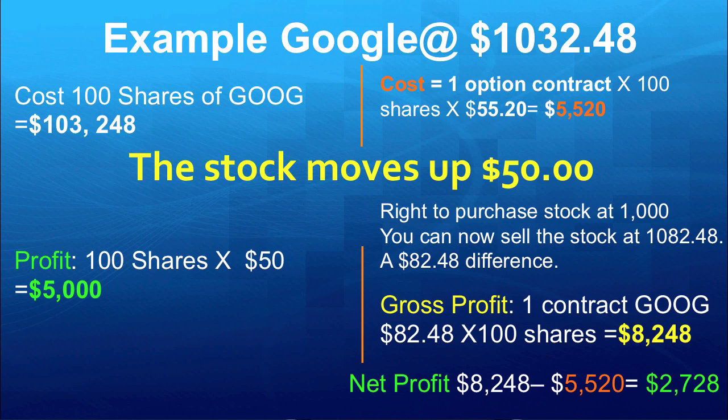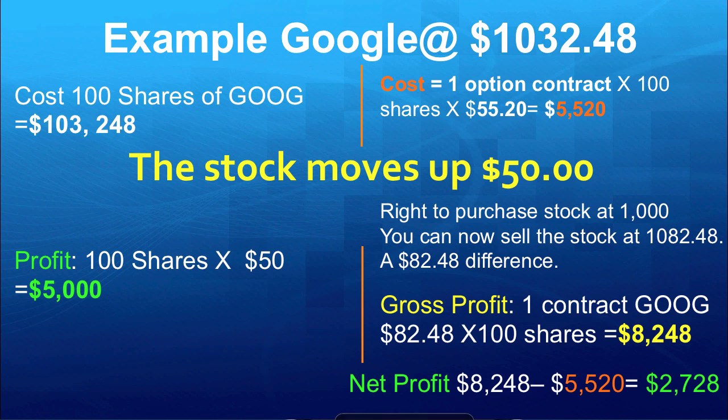Okay. So I want to make sure you're getting this. So follow me. Our gross profit is $8,248, but we paid $5,520 for the option. So our gross profit minus cost equals our net profit. So our net profit is $2,728.